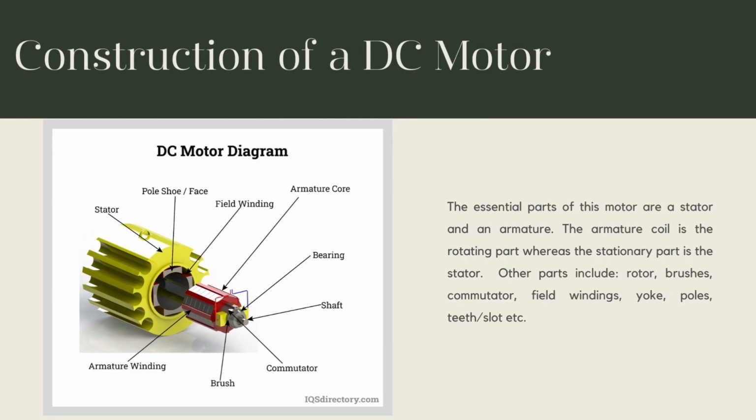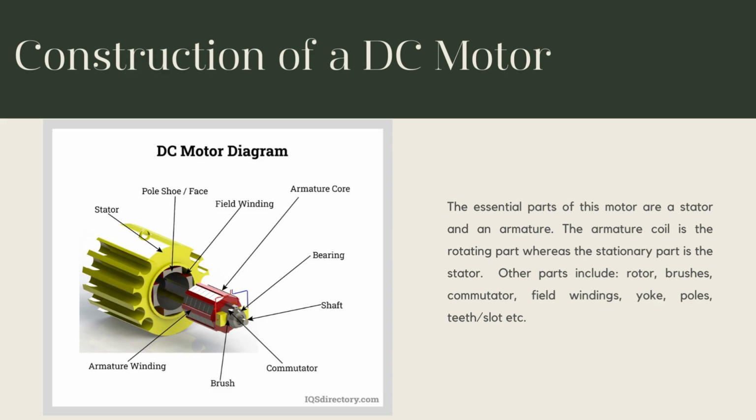The essential parts of this motor are a stator and an armature. The stator produces the magnetic force that causes the rotor of a brushless DC motor to spin. It is either inside and surrounded by the rotor or outside enclosing the rotor. Other parts include rotor, brushes, commutator, field windings, yoke, poles, teeth or slot, etc.